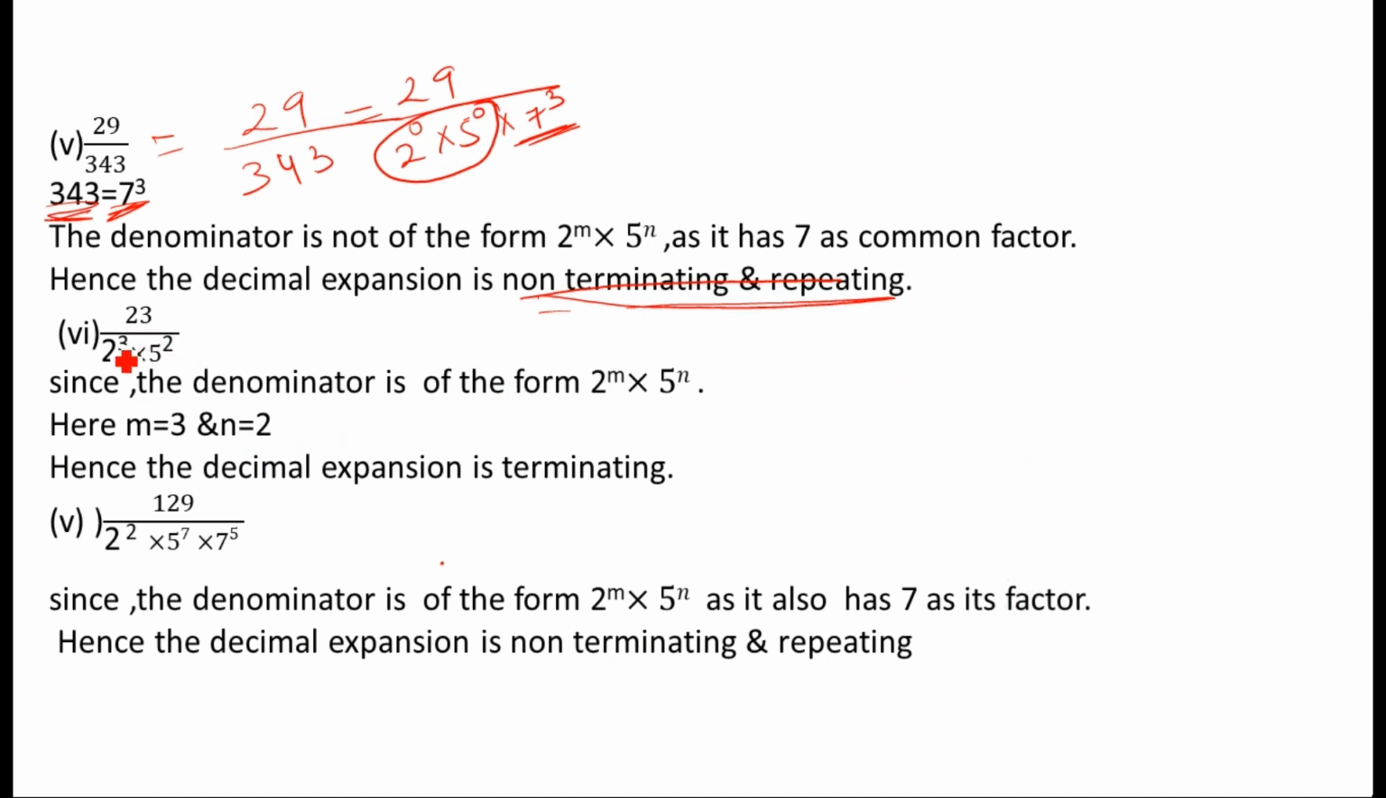Now let's come to the next example, 23 upon 2 cube cross 5 square. In order to prove whether this is terminating or non-terminating, first go to the denominator of the given fraction. The denominator contains 2 and 5 only. Therefore, it is a terminating decimal expansion. In the next question also, first go to the denominator of the given fraction. It also contains 7 raised to the power 5 other than 2 and 5 in its denominator. Therefore, it is a non-terminating and repeating decimal expansion.